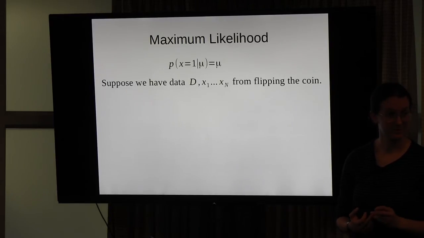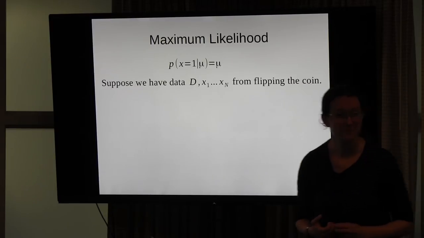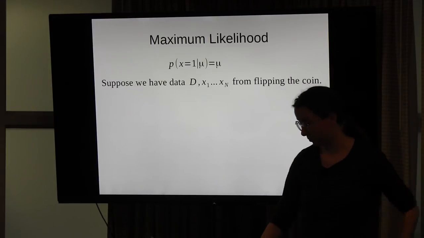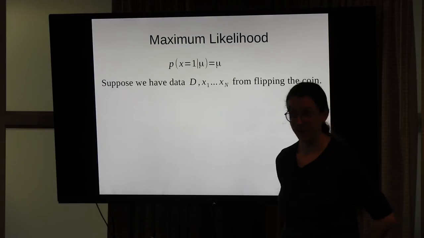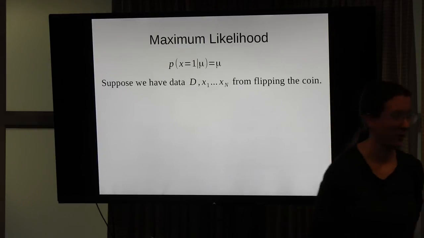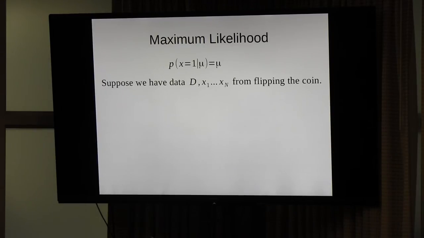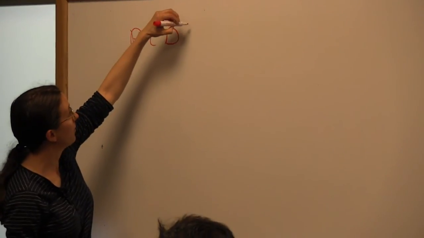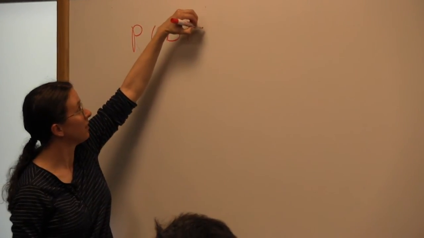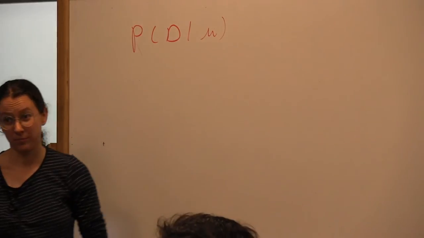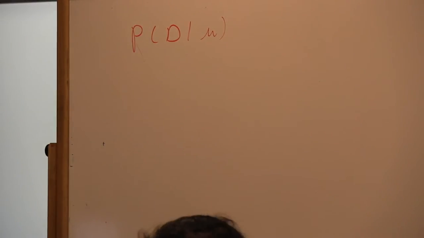You can write a likelihood function and then take the first derivative and maximize that. Exactly, yeah. So what is that going to look like in math? What's the likelihood function going to be? Let's write it on the whiteboard. It's the probability of your data given mu. Does that make sense to everybody?